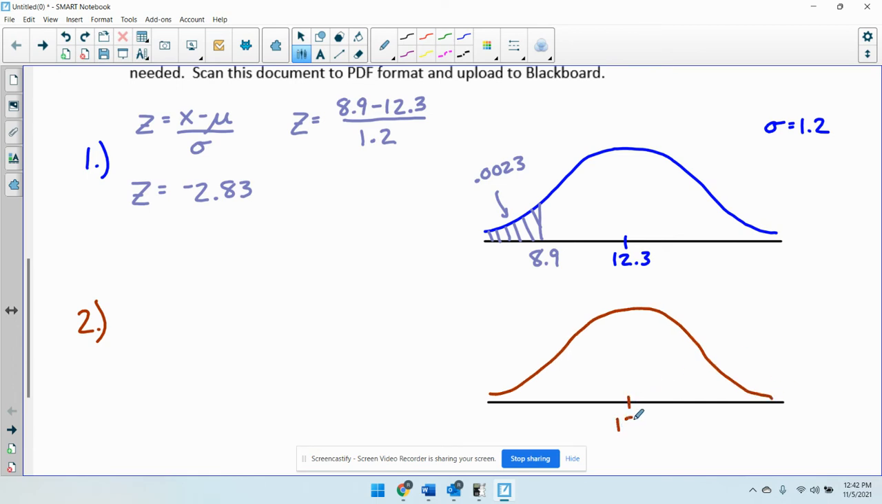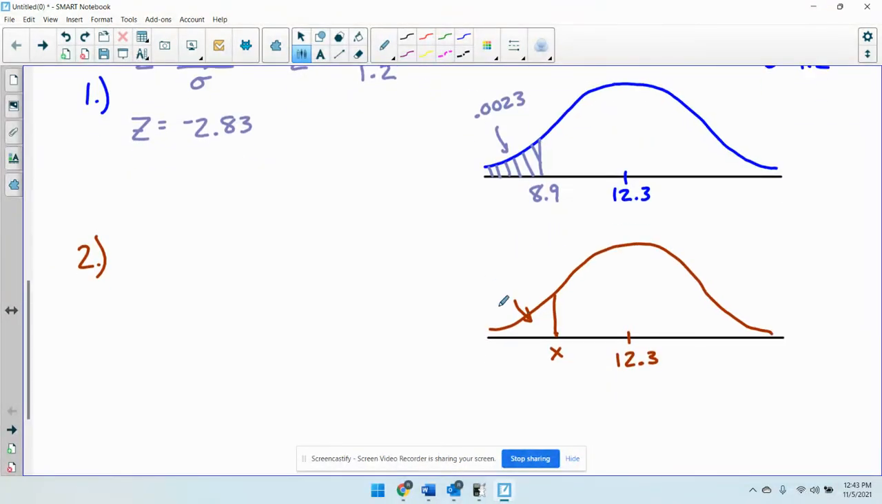So I still have my mean in the middle, 12.3. But now I'm looking for the value of x. We'll just call this x here. That cuts off the bottom 3.6%. But I'm going to use a decimal here, which would be 0.036. Okay, so I have the area now. And I'm looking for the value that cuts off that area. So it's kind of the same process we did for part 1, but completely backwards. The last thing we did in part 1 was use the z-table to find the percentage given the z-score. Now I'm going to use the table and the percentage to find the z-score.